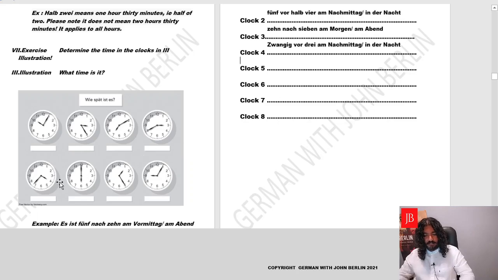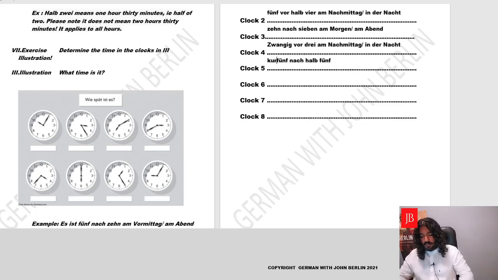How can we say it's 5 minutes past 4:30? We first say 5, that's 5. After is nach. Now, what is it? It's 4:30. 4:30 is half 5. So we could say halb 5. Very good. 5 nach halb 5. Perfect. Now there is a little change here in terms of the minute hand. It's a little after 5 minutes. So we'll say just that.